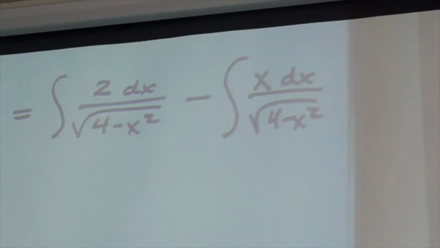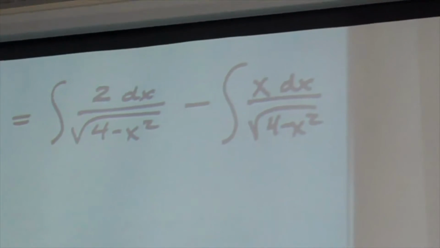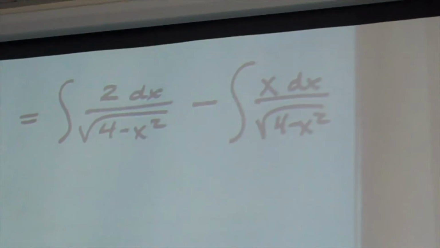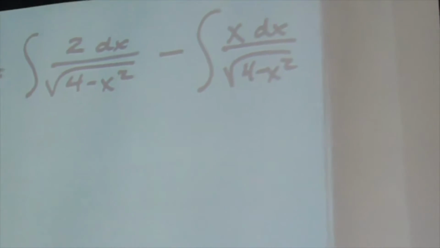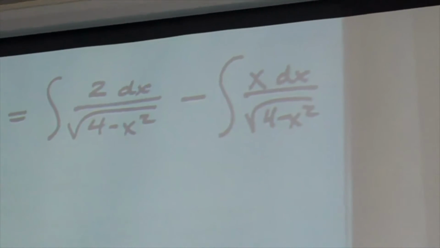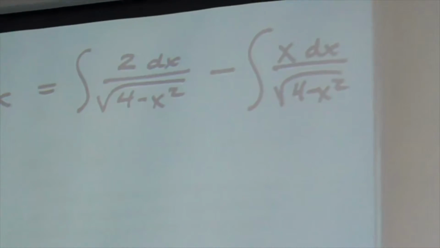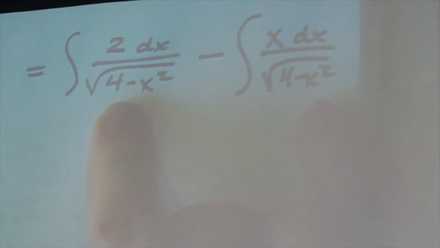Yes, ma'am? Why can't you pull out the 2? Because it's not a factor of the top. It's a term. You can't pull out a term. Only if it was 2 times x could you pull out the 2. But since it's being subtracted, it's like trying to cancel common terms. You can't do that. And when do you use division? Integrals. Separately.